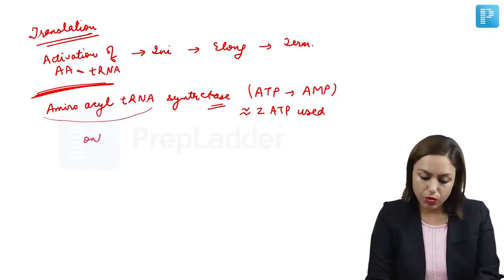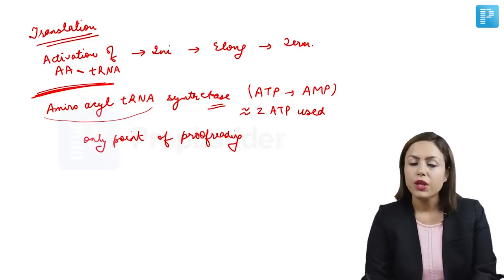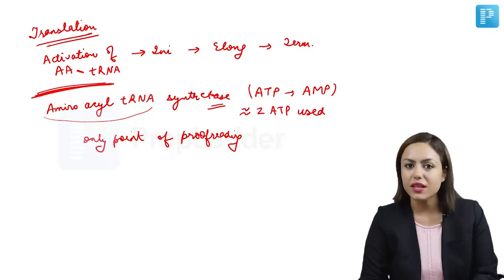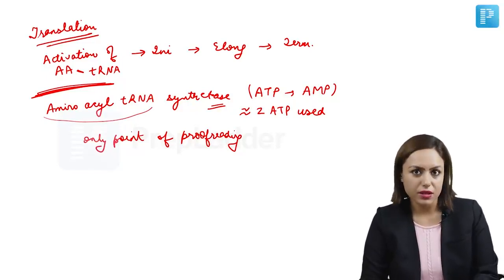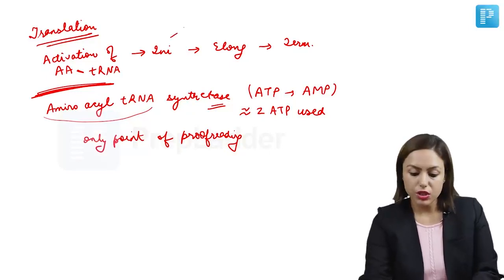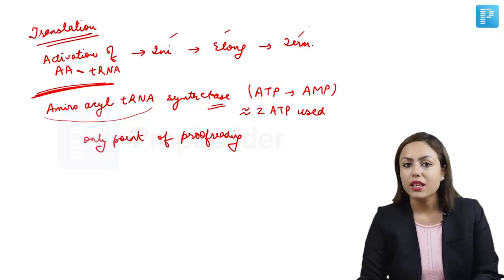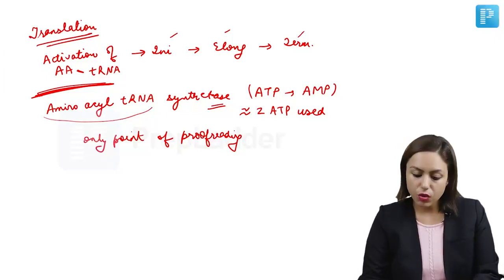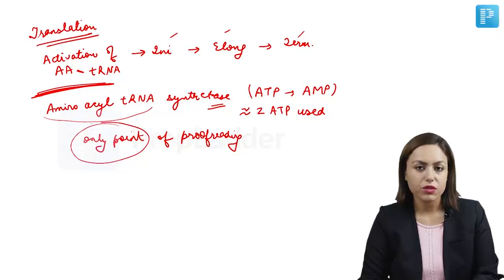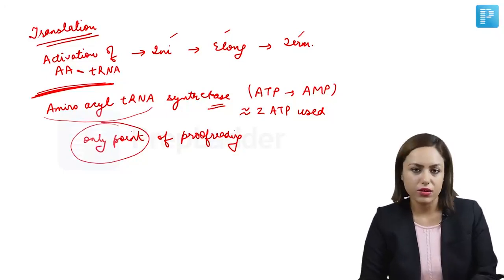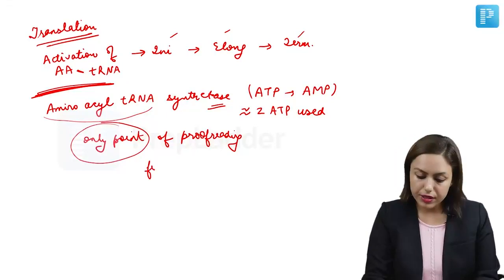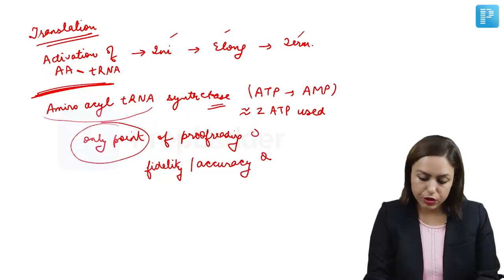This enzyme is the only point of proofreading in translation, meaning if some wrong amino acid gets attached to tRNA, then this enzyme will immediately correct that. Okay, but if something wrong occurs in initiation, elongation or termination, then that cannot be corrected, because this is the only point of proofreading of translation, right? The correction can occur only in this step. So they also say that this enzyme is responsible for fidelity or accuracy of translation, right?